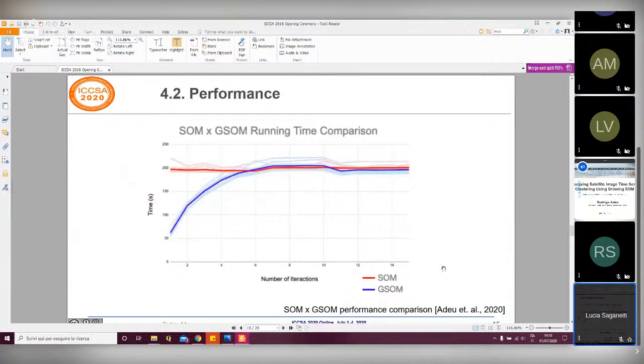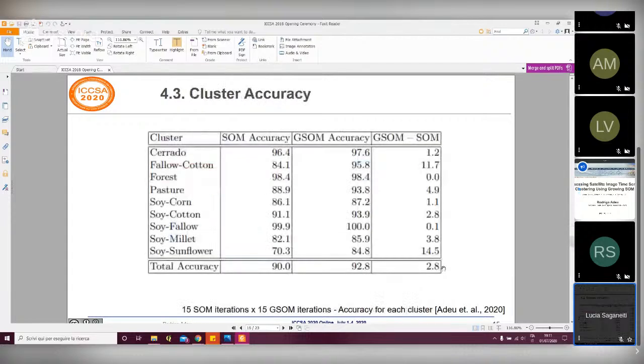We can compare the performance of the SOM against the GSOM. And we can see that on the initial iterations, the GSOM runs in a small time compared to SOM because it does not have the whole network. So the algorithm runs faster at the beginning. But after we have the setup of the network, the running time is almost the same. On the next one, please.